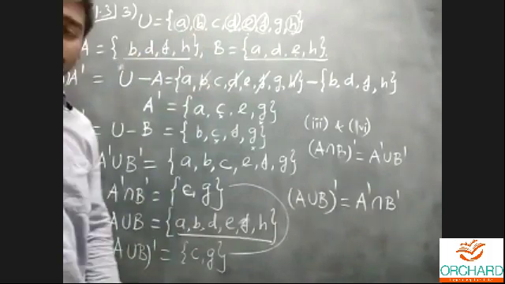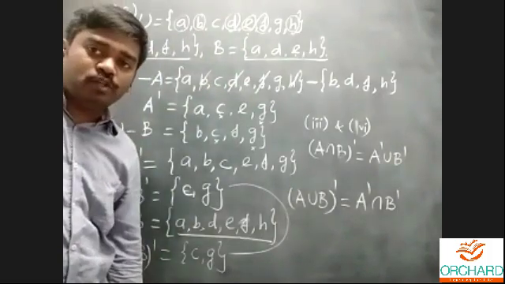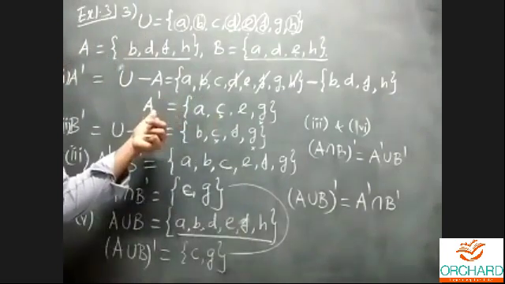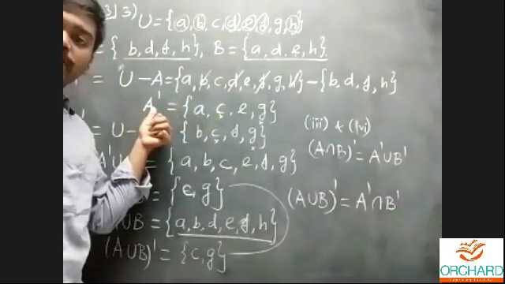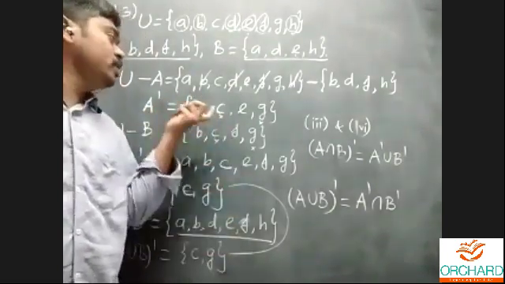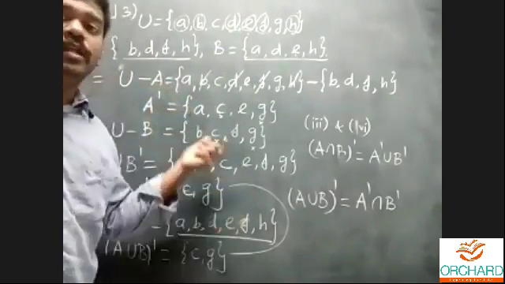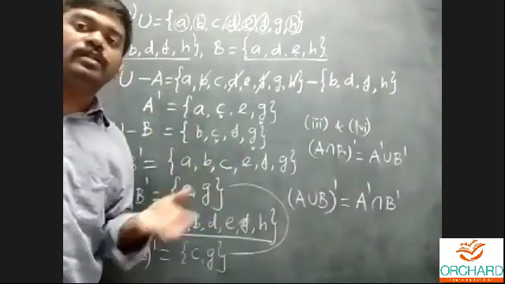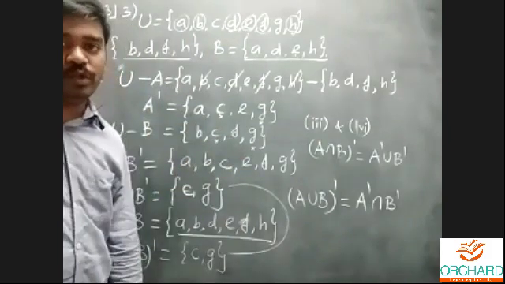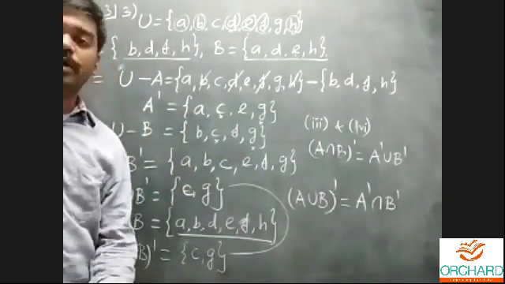Then (A')'. What does (A')' mean? We already identified the complement of a set A. Once again, the complement means the universal set difference A'. Then you get the answer for (A')'. The same way you can repeat for B'. This is the idea for the third problem.